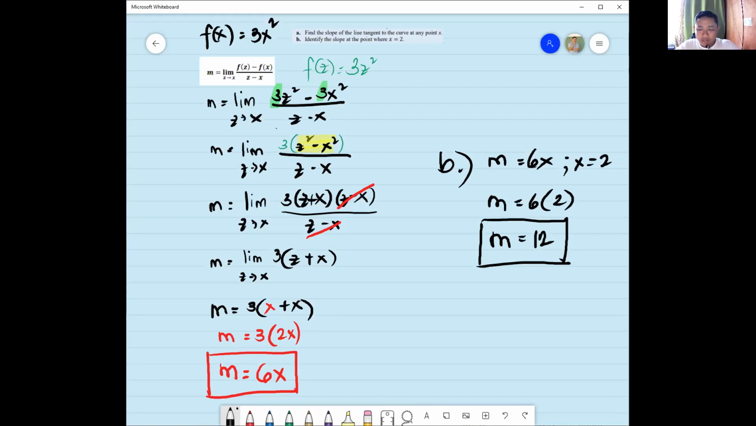Can you follow? Show me a reaction if that's clear to you so far. Following the process, let me see if the process is clear. Very good. Okay. Now let's try to graph this.